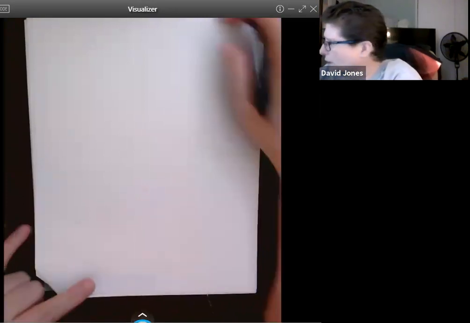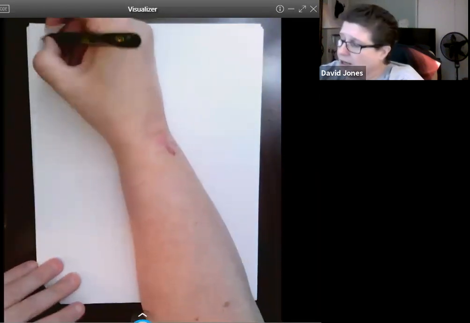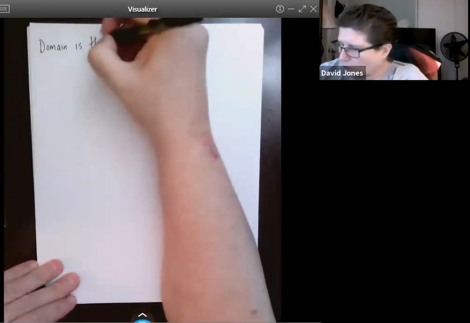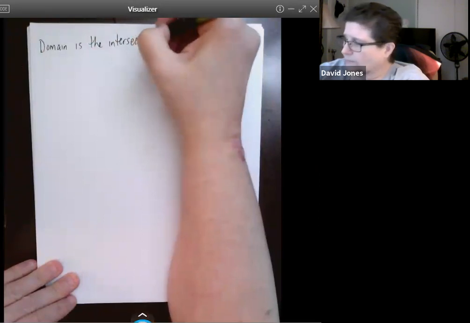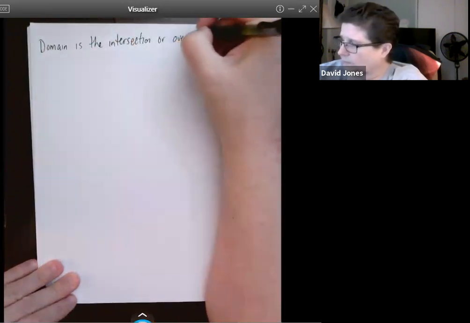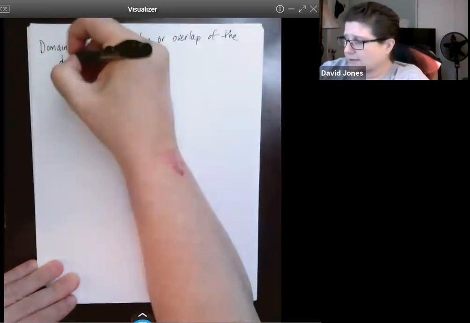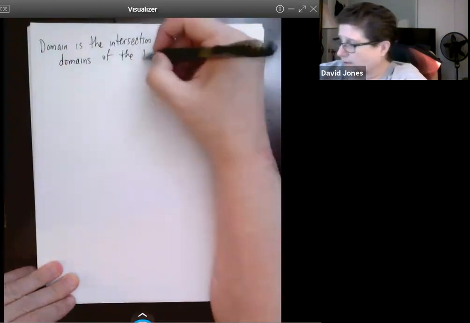Before we start working on examples, I do want to point out what the domain is when we have these operations. The domain is the intersection or overlap of the domains of the two original functions.